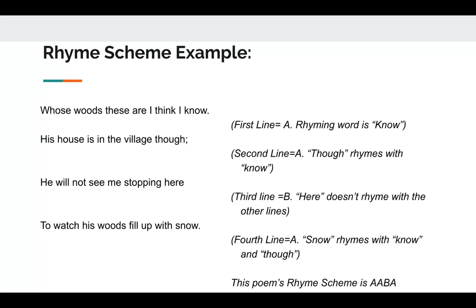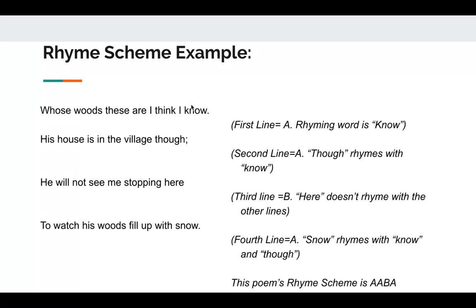So for example, let's take a look at these lines by Robert Frost. Whose woods these are, I think I know. His house is in the village, though. He will not see me stopping here to watch his woods fill up with snow. So, whose woods these are, I think I know. That's the first line. We're going to call it A. The rhyming word is no. It's the last word of the line.